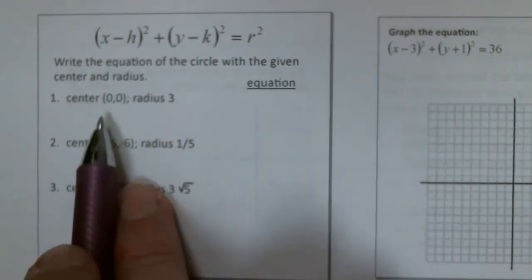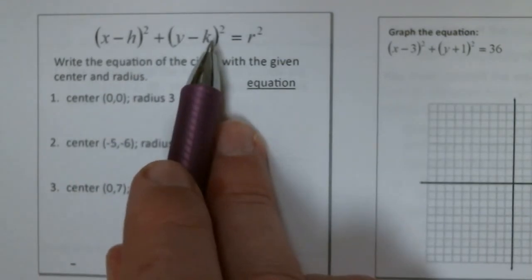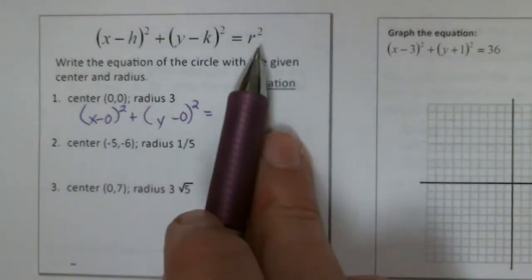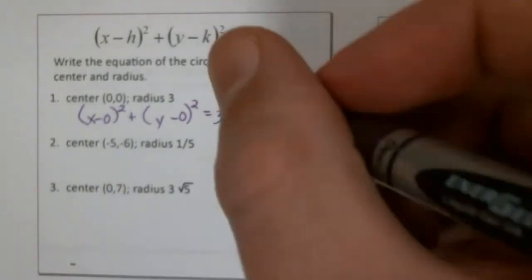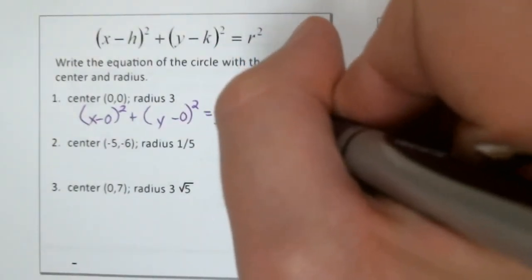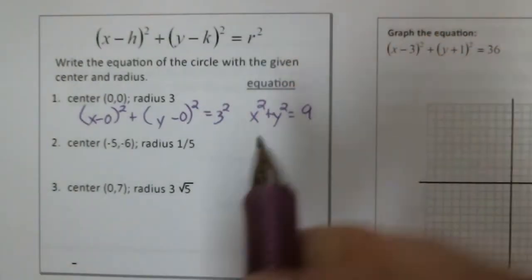So if my center is 0, 0, there's a 0 there and a 0 there. So this is basically like x minus 0 squared plus y minus 0 squared. And that's going to be equal to, now my equation, I do need an r squared. So if they give me the radius, I need to square that. Square the 3. The zeros just go away, so my final equation is just x squared plus y squared equals 3 squared, which is 9.